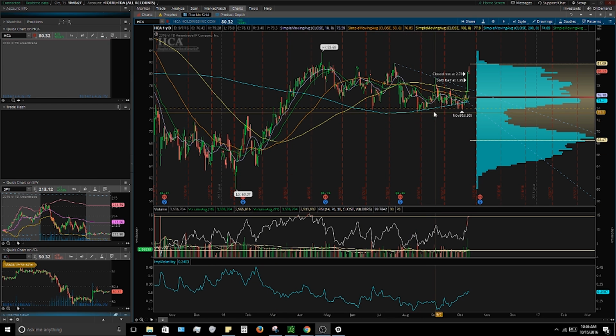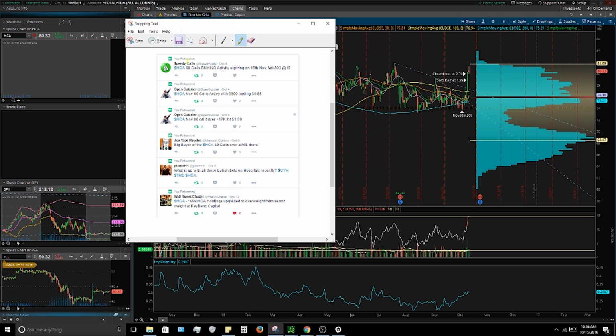It all started with October 4th. Here, I'm going to pull up the actual tweets. I did screenshot them so we can go through it. On October 4th, both Speedy Calls and Open Outcry are here. I'm going to highlight October 4th. They reported November 80 calls, and as you see, Open Outcry, November 80 calls being bought at 9,800 at 85 cents. So you can see what their entry point is.